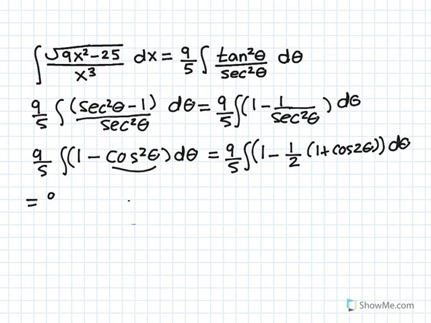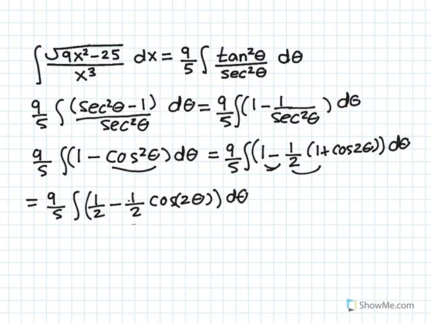That gives us 9 over 5 integral 1 minus 1/2, which gives us 1/2 minus 1/2 cosine 2 theta, all integrated with respect to theta. That gives us 9 over 5 integral. Let's solve the integral.